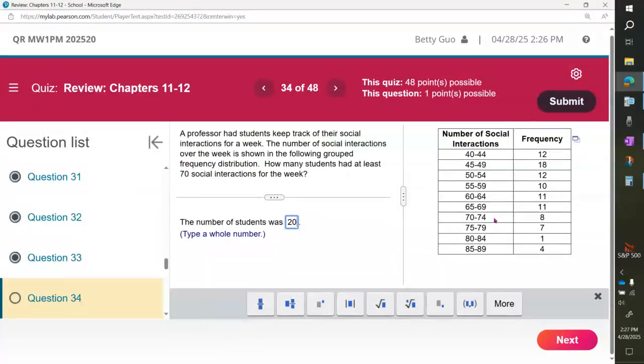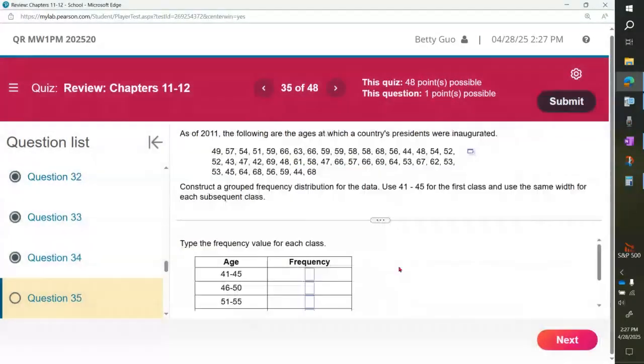At least 70 social interactions. So 8 here, 7 here, that's 15. 1 here, 4 here, that's 5. 15 plus 5 is 20. That's an easy one. And this one is to create the grouped frequency distribution table.